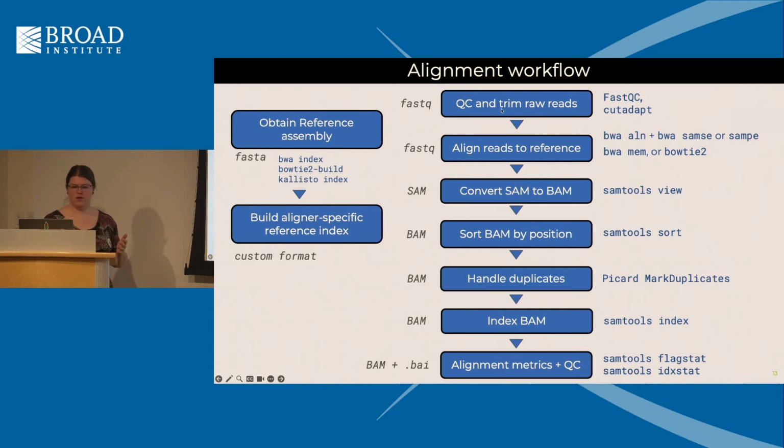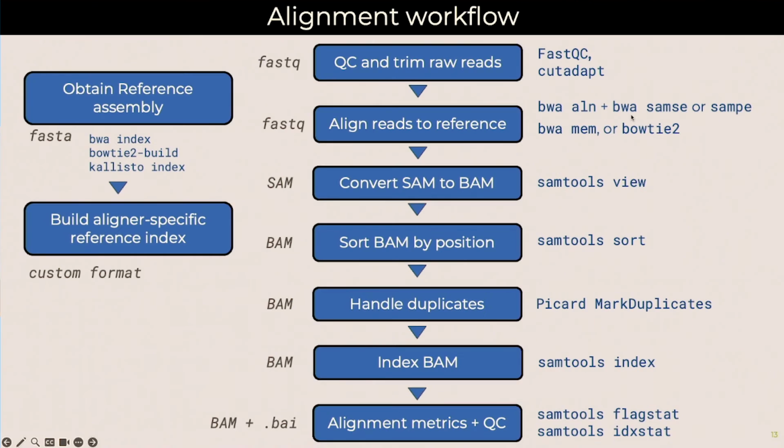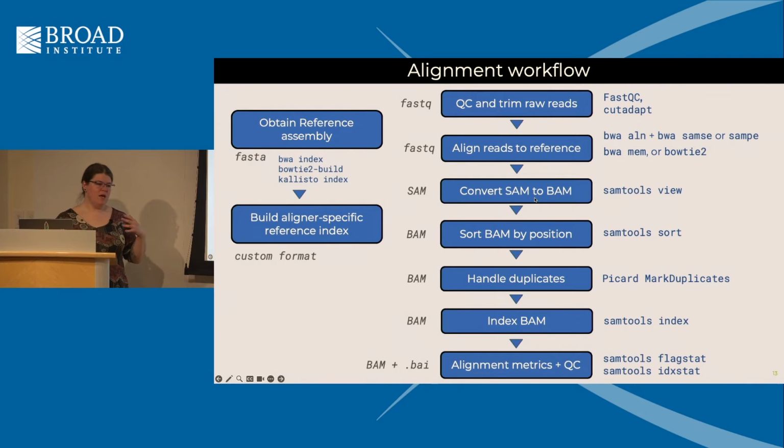The general workflow is that you would QC and trim your raw reads, these sequences that you've gotten from Walk-Up or from another sequencing facility. You'll align those reads to your reference. There's a couple of commands here, but you get sequence alignment format, called SAM format, and that gets converted into BAM format, which is SAM format, but compressed, so it doesn't take up a massive amount of space, just a lot of space. And then you sort the BAM by position.